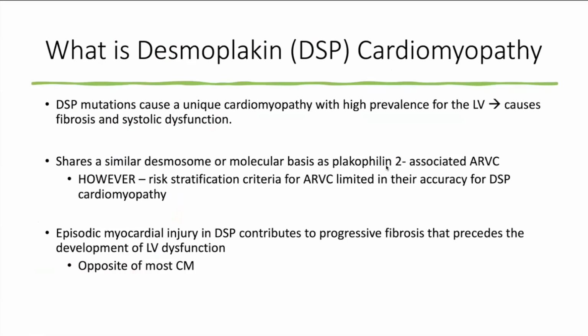So the Desmoplakin mutations cause a unique cardiomyopathy with a higher prevalence for the LV compared to some of the other arrhythmogenic cardiomyopathies. They cause fibrosis and systolic dysfunction. They have a similar underlying molecular basis as plakophilin 2, which is the gene that's associated with most of the right-sided arrhythmogenic cardiomyopathies. But the risk stratification criteria that we have previously had for ARVC is limited in its accuracy for diagnosing the Desmoplakin version, or the one that's more prominent on the left ventricle.